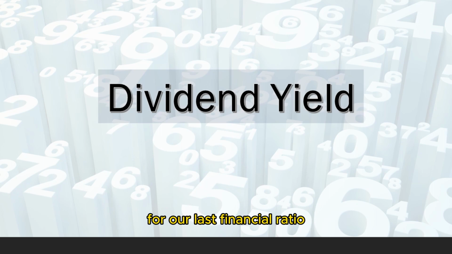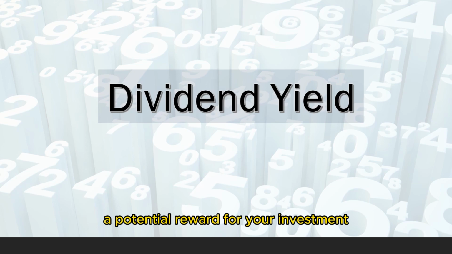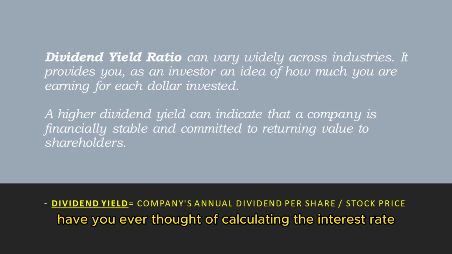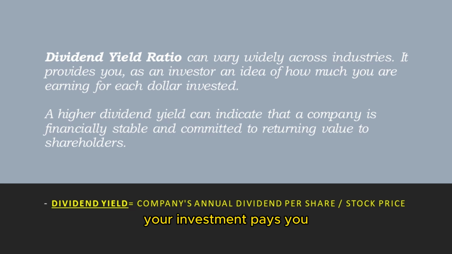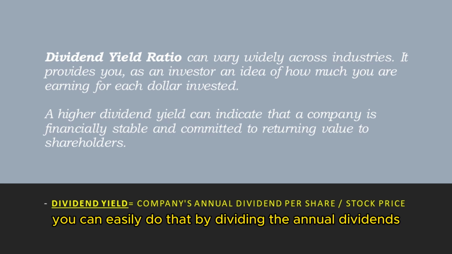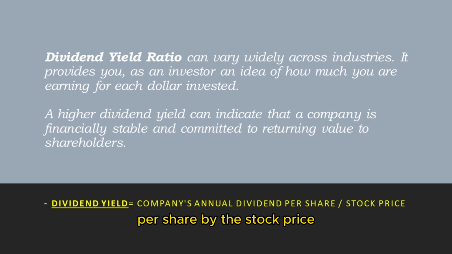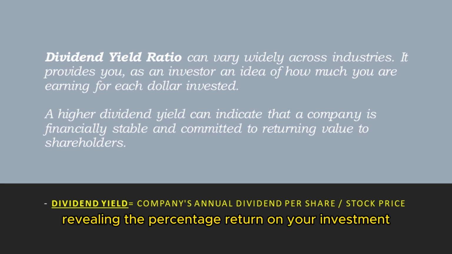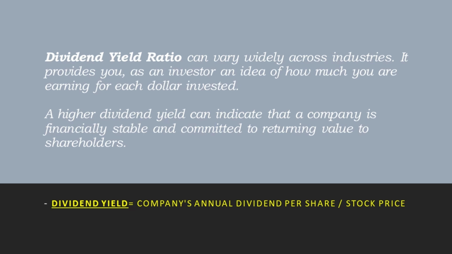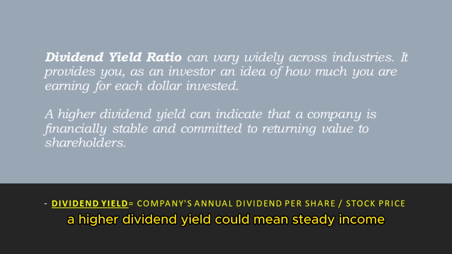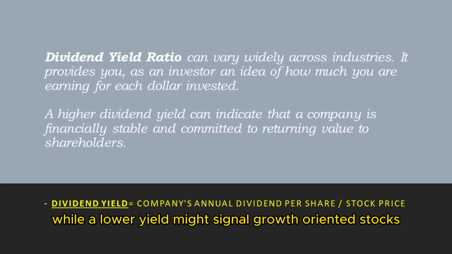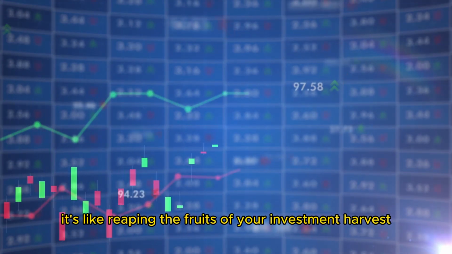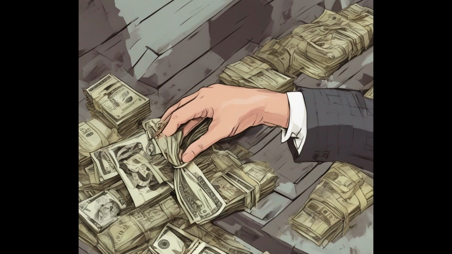For our last financial ratio, let's explore the dividend yield ratio, a potential reward for your investment. Have you ever thought of calculating the interest rate your investment pays you? You can easily do that by dividing the annual dividends per share by the stock price, revealing the percentage return on your investment through dividends. It's a great way to measure the profitability of your investment. A higher dividend yield could mean steady income, while a lower yield might signal growth-oriented stocks. It's like reaping the fruits of your investment harvest.